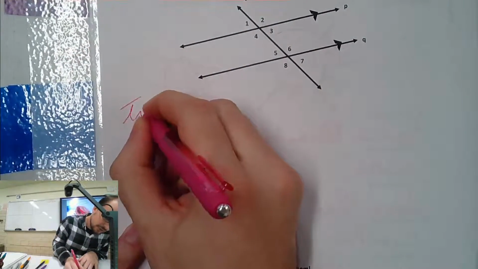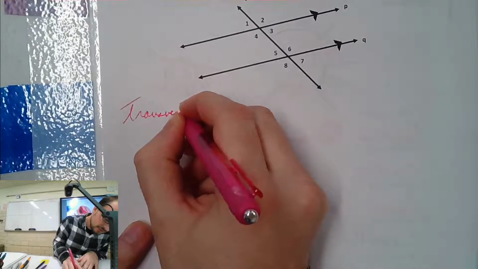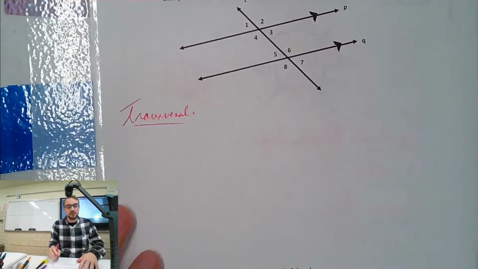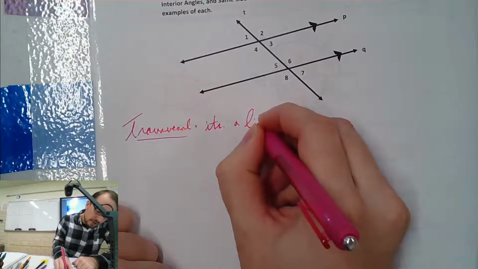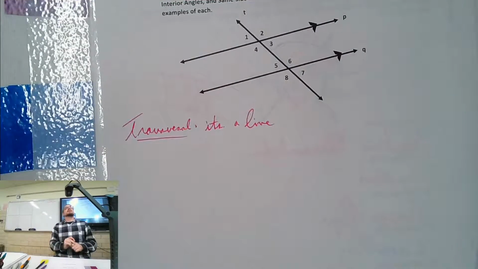Transversal. Sounds like a wrestling move, but it ain't. Somebody tell me their own definition of a transversal. It's a line that goes through parallel lines. Doesn't have to go through parallel, actually. No. It just has to go through two others. The magic happens when those happen to be parallel, though.